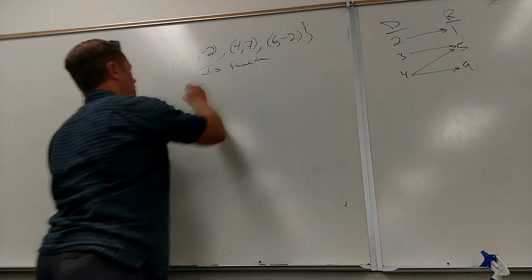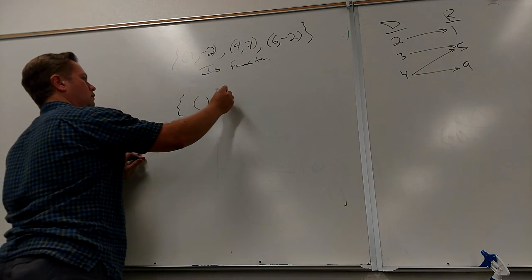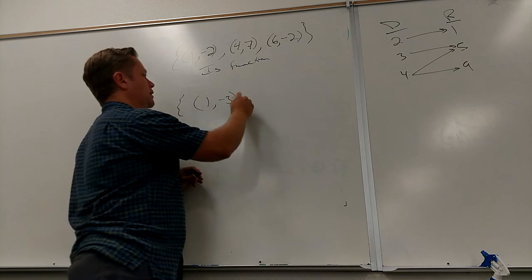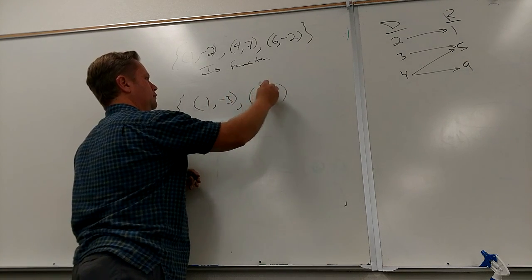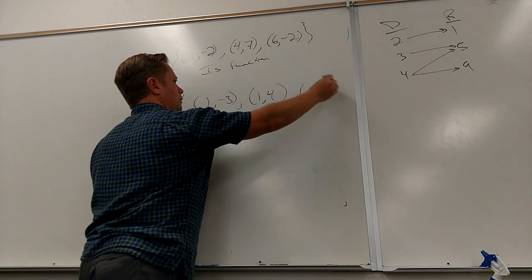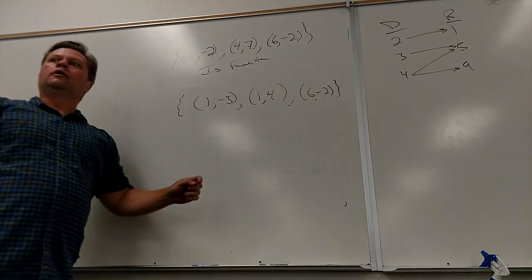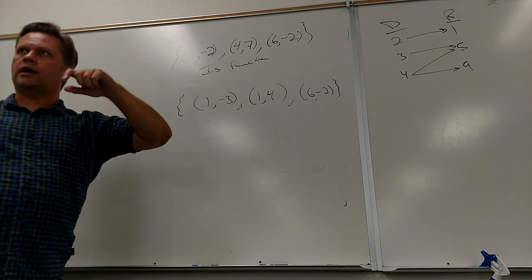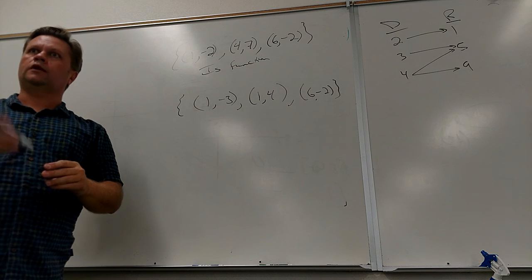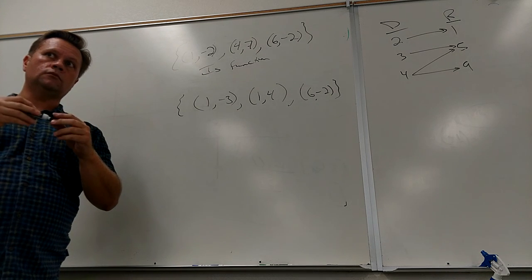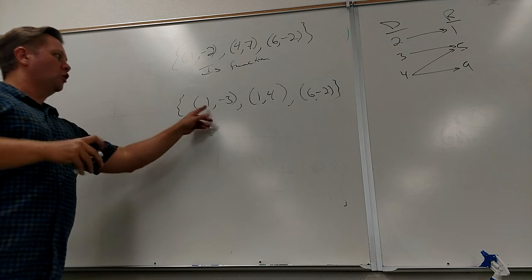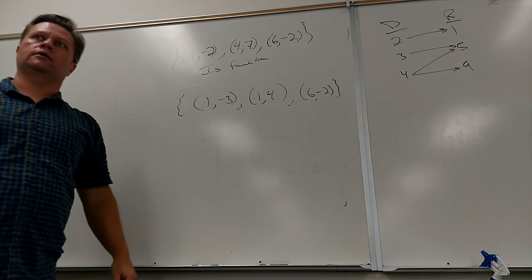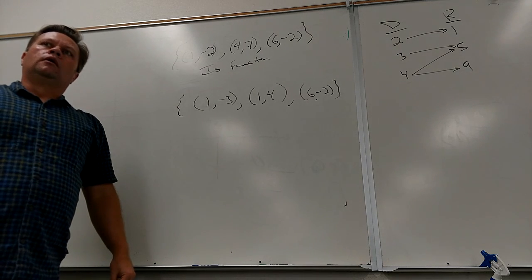Do it again. It was 1, -3 instead of 1, -2. That would still be a function. So to make it not a function, I'd have to use 1 again. Now that is not a function. Why? Because there's an x that goes to more than one y. There's an input that has more than one output. So it's only a function if there's no x that goes to more than one y. Every x has to go to only one y, but the y can have like 2 of the same.